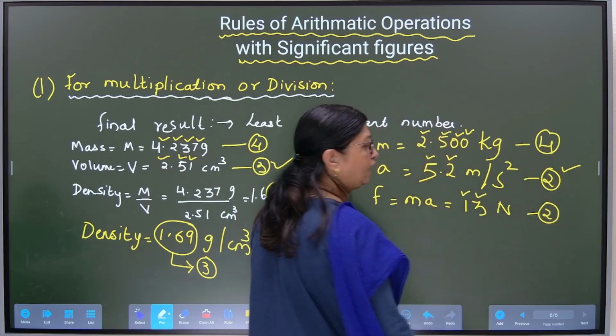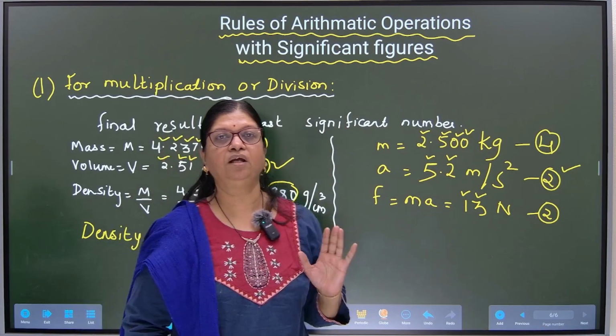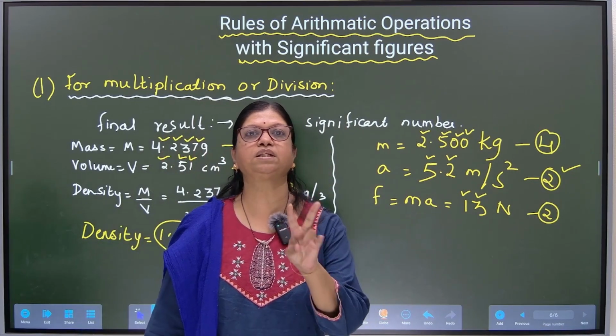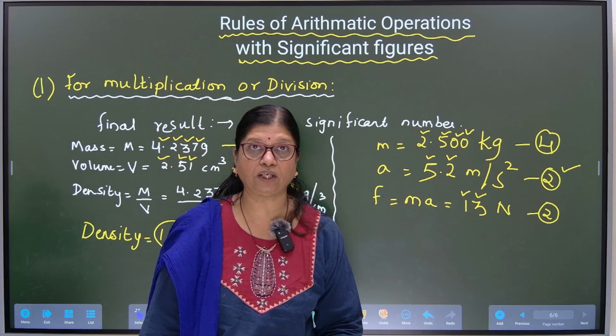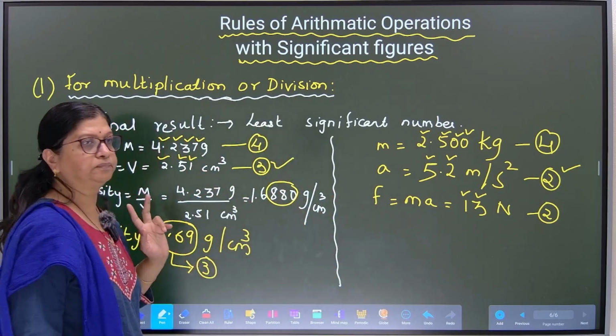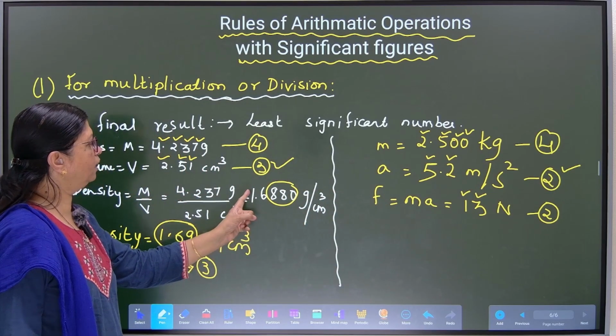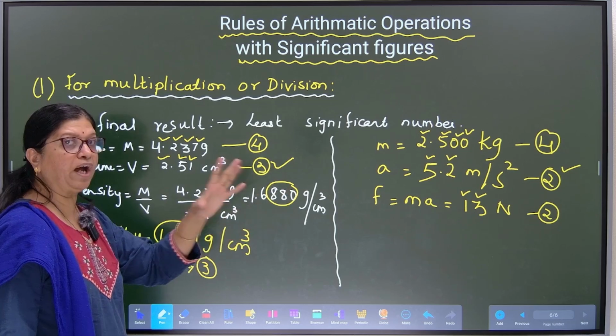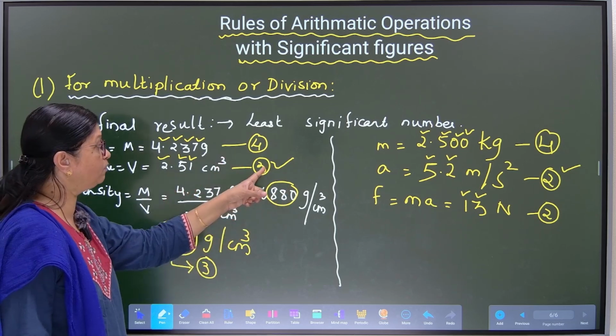So there is no need of conversion or converting it into 2 significant figures by rounding off as we did here. We had actually 1, 2, 3, 4, 5 significant figures in the answer, but we wanted 3.